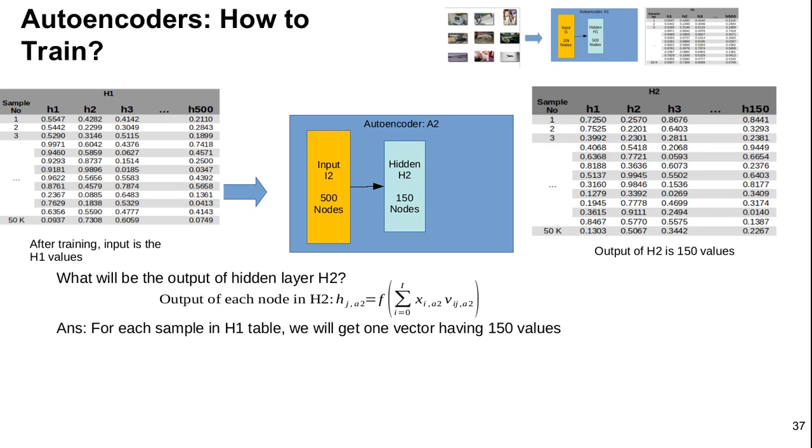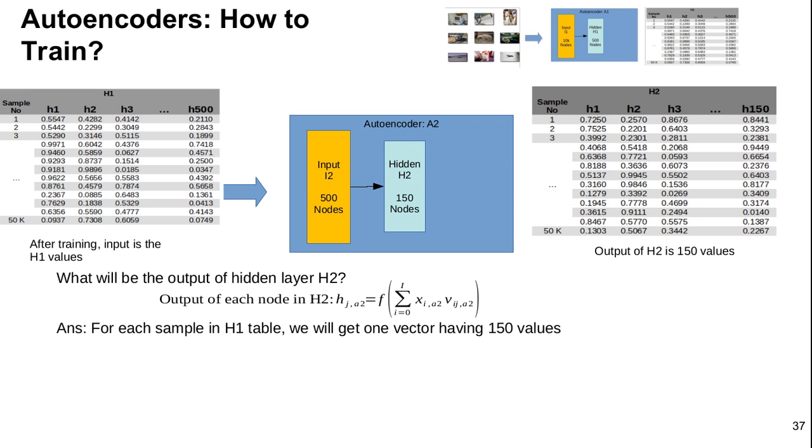We had earlier shown that you can take an image collection, pass it through autoencoder A1 with its output layer removed. We recorded for every input image the output of the hidden layer. So for each input image, we have 500 features. This table H1 is the same as this table. So H1 contains one set of features for each input image. So sample number 1 corresponds to one image and has 500 values. Sample number 2 corresponds to the second image and has 500 values, and so on.